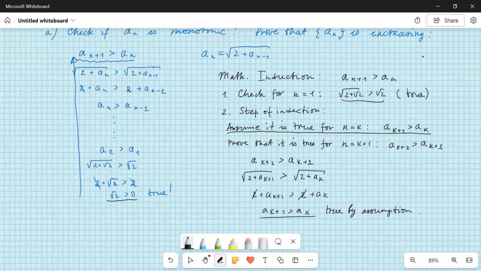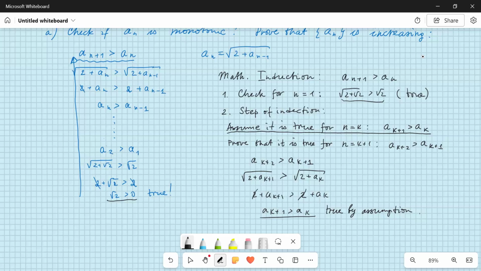So we did the step of induction. After that, you can usually write down: so by math induction, the inequality is true. Math induction is a very powerful method, but don't overuse it. If you can prove it as an equality, prove it as an equality. Just this one was not possible to prove by using an equality.